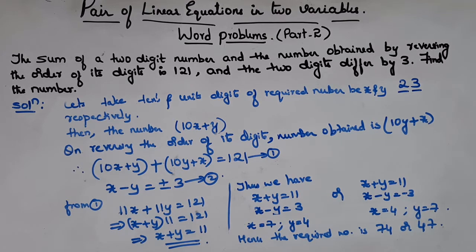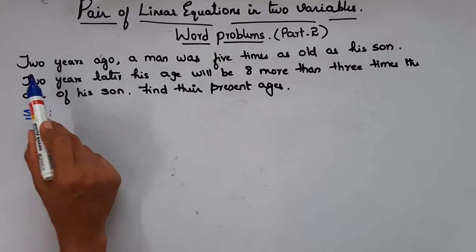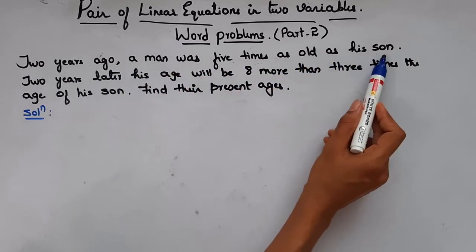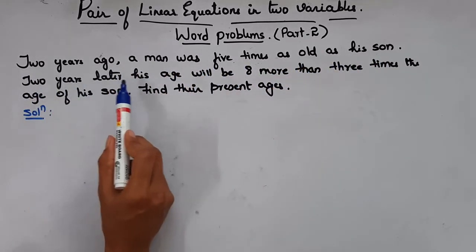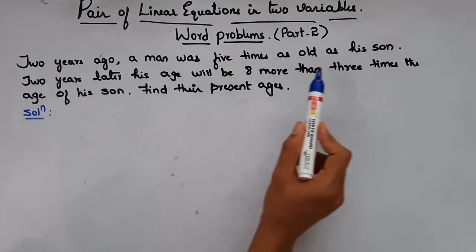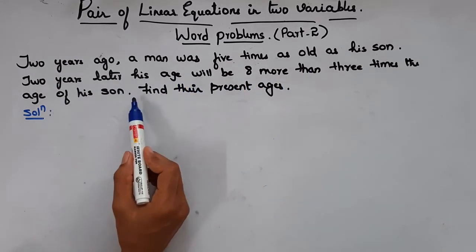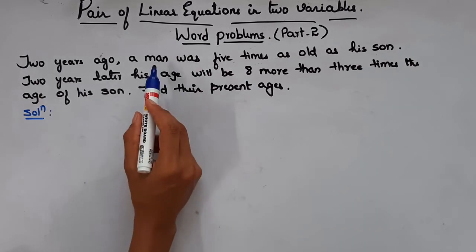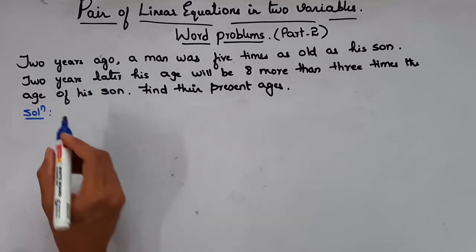So let's move on to the second question. Here it says 2 years ago a man was 5 times as old as his son. 2 years later his age will be 8 more than 3 times the age of his son. Find their present ages. So first let's take the present ages of the man and the son to be x and y.